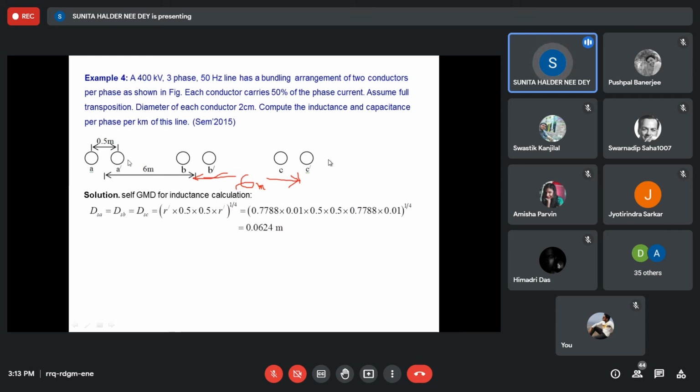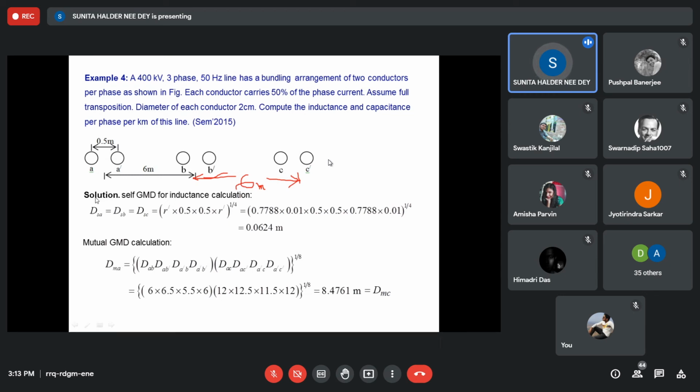A dash, A dash, A dash, and A. So it is simply 2R dash and two distances between the conductors. So 2R dash will be multiplied by 0.5 into 0.5, all to the power 1/4, because for two conductors in each phase there will be 4 self distances. So to the power 1/4 we can calculate that. Now the mutual calculation. For mutual, from each conductor there will be 4 mutual distances, so for two conductors there will be 8 mutual distances.